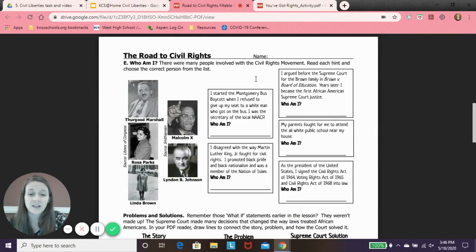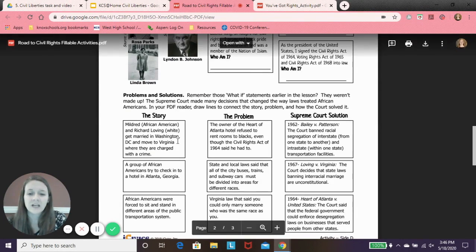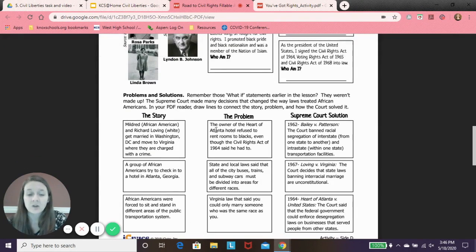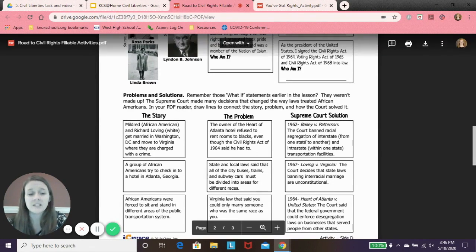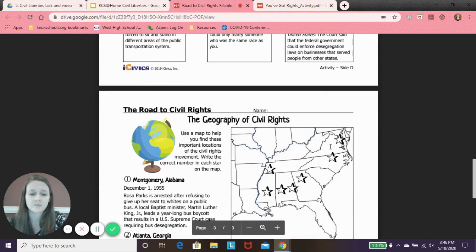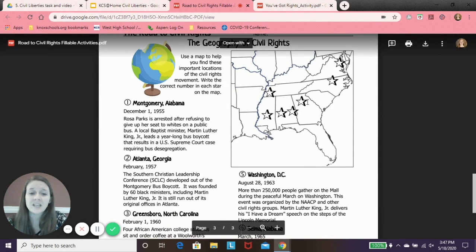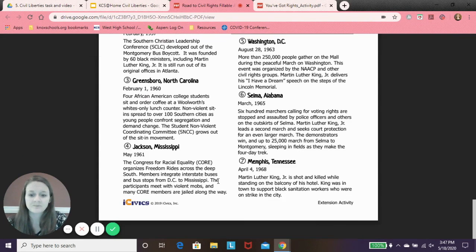You'll identify the leaders of the civil rights movement, and then you will help to decide what story was caused by the problem listed in this column that leads to the Supreme Court decision listed in this column. You will then complete this geography activity where you will identify key cities in the civil rights movement that are geography stars. Go ahead and complete these two activities. Pause the video, and when you're finished, come back to the video and we'll go over them together.